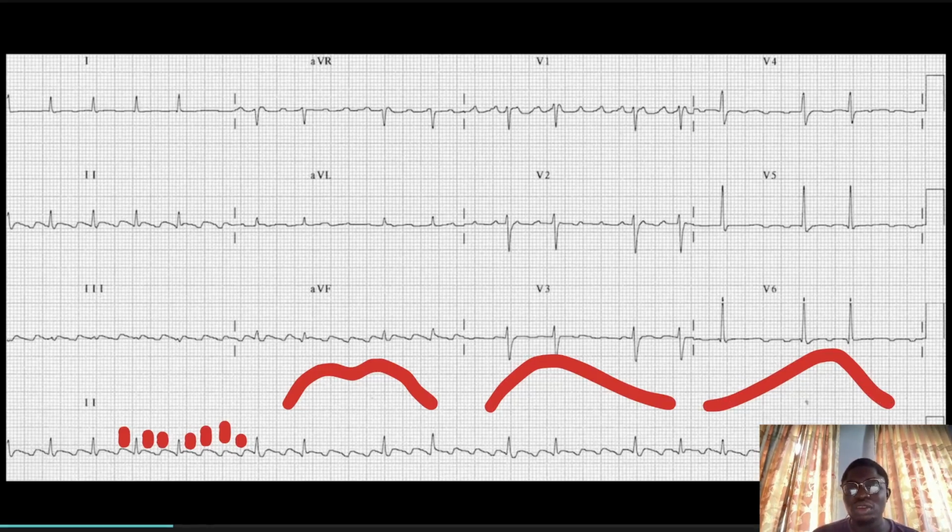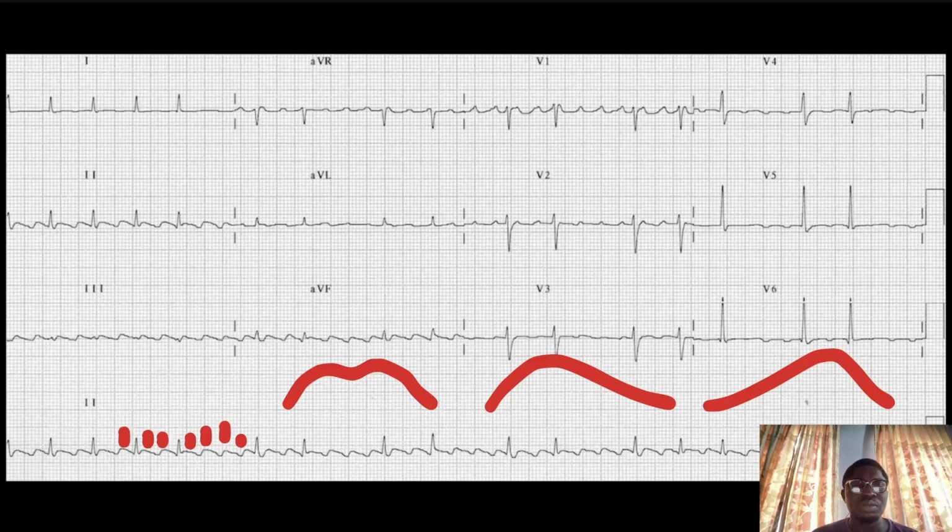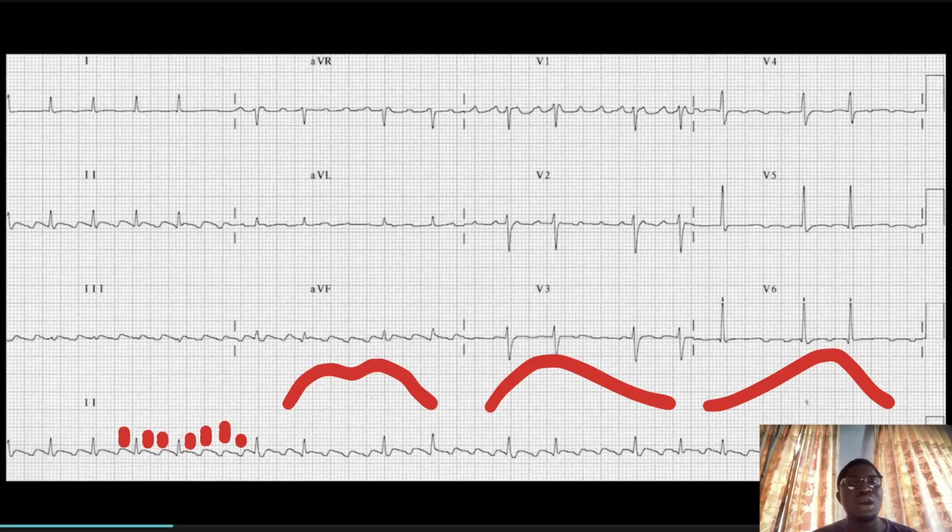It's a non-sinus rhythm, right? So if it's non-sinus, that means we can't calculate the standard heart rate. We can't calculate the standard heart rate for this sort of ECG. We have to approach it by calculating the atrial rate versus the ventricular rate, or the atrial activity versus the ventricular activity, right?